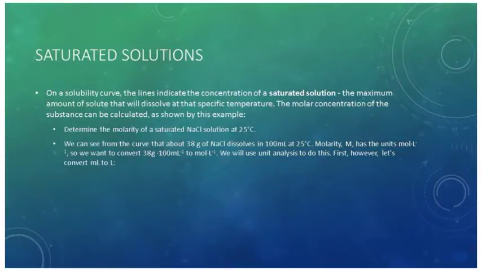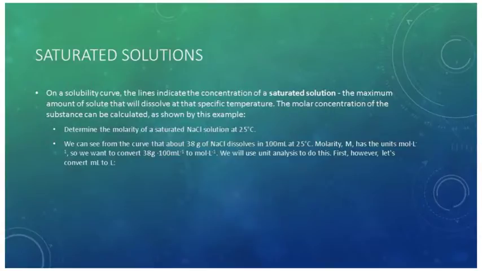Saturated solutions. On a solubility curve, the lines indicate the concentration of a saturated solution, the maximum amount of solute that will dissolve at a specific temperature. The molar concentration of the substance can be calculated as shown in this example. We're going to determine the molarity of saturated sodium chloride at 25 degrees Celsius. From the curve, we're going to be able to see that 38 grams of sodium chloride will dissolve in 100 milliliters of water at 25 degrees Celsius.